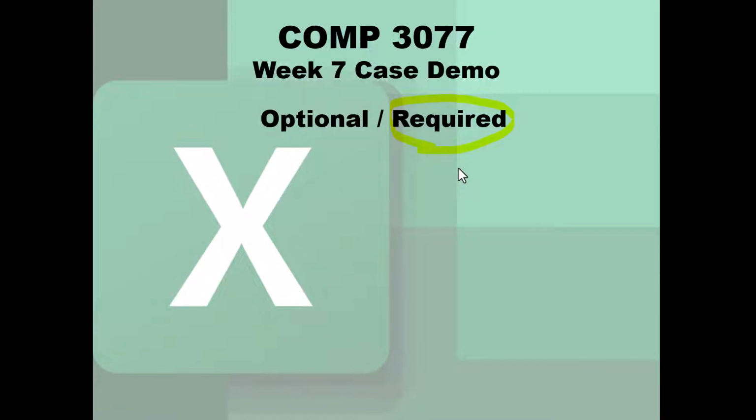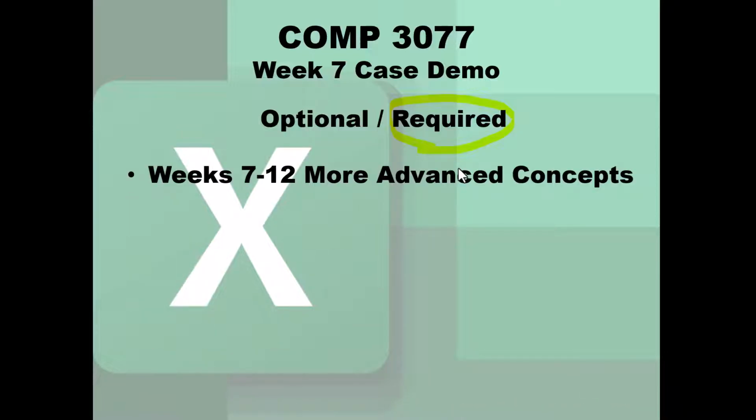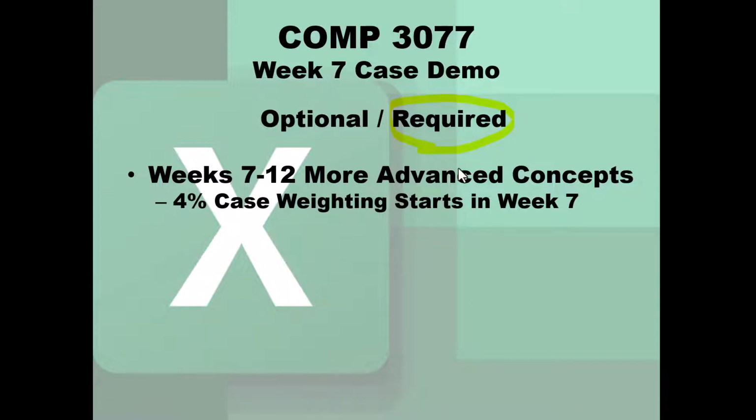And this is a required video. This will be the week 7 case demo. I do want to make a note before we start here that the first half of the course dealt with beginner to intermediate level skills in Excel. We are now getting into the more advanced stuff. These cases for weeks 7 through 12, therefore, will carry a slightly heavier weight than the ones in weeks 1 through 5. They were worth 3%. The weeks 7 through 12 cases will be worth 4%. So just a note on that.